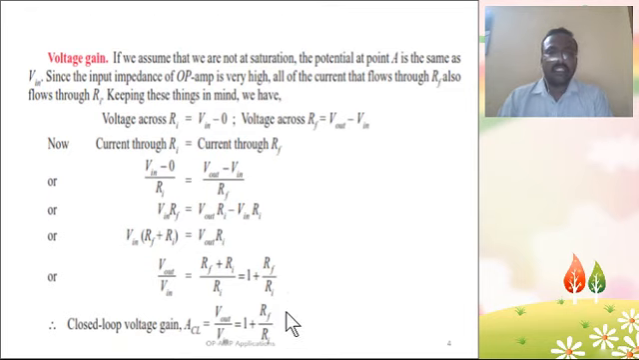In case of the inverting amplifier, the gain is minus Rf divided by Ri. So next class we are going to see another applications of op-amp such as integrator and differentiator.